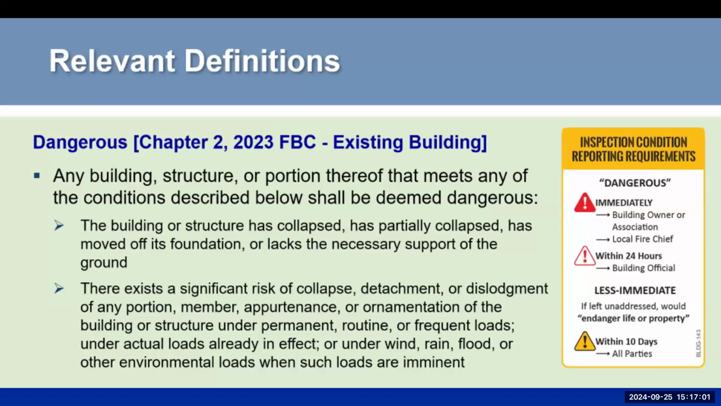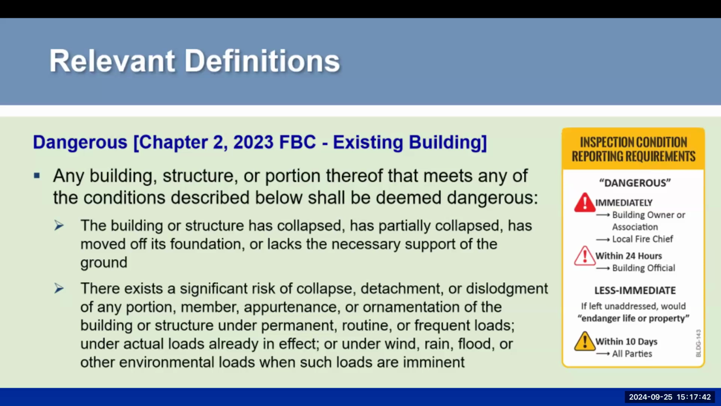And then, if it is dangerous, the inspector can say something must be done immediately, within 24 hours, or it's less immediate, maybe within 10 years. So dangerous would be any building, structure, or portion thereof that meets any of the conditions described below. Firstly, the building or structure has collapsed, has partially collapsed, has moved off its foundation, or lacks the necessary support of the ground. I would think that would be relatively obvious. The second one, though, is more difficult.